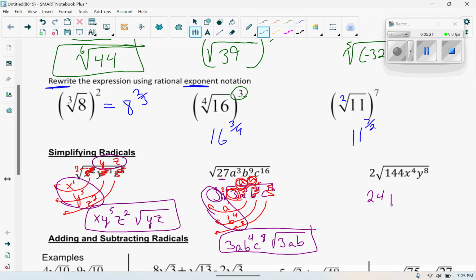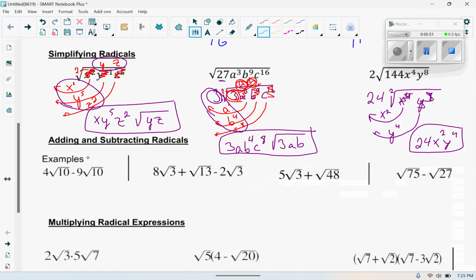So I'm just going to put a 24 on the outside, and then I have an x to the fourth, y to the eighth. And so I'm going to put a little 2 there. So 2 goes into 4 2 times, and I don't have a leftover. 2 goes into 8 4 times, and I don't have a leftover. So my answer is not going to involve a square root. It's just 24 x squared y to the fourth, like that.